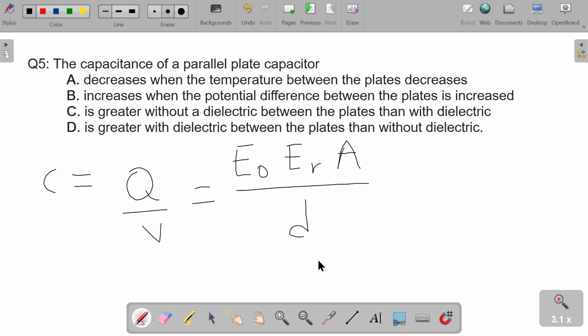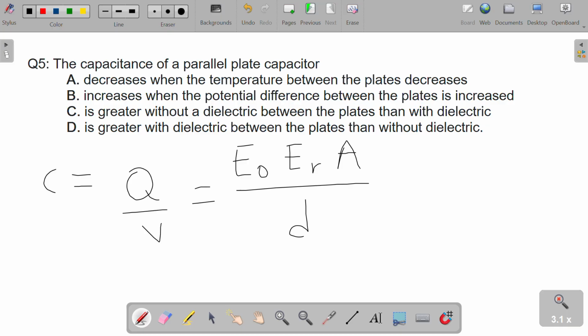A decreases when the temperature between the plates decreases. Now when the temperature between the plates decreases, it doesn't have a direct effect. It is not that much. It's very minimal, and even if it could affect, it is at very high temperatures, which will only cause contraction and expansion, and that is not considered here. So now B increases when the potential difference between the plates is increased.